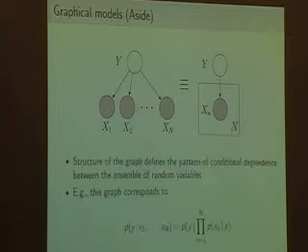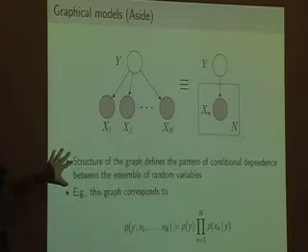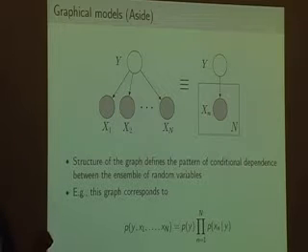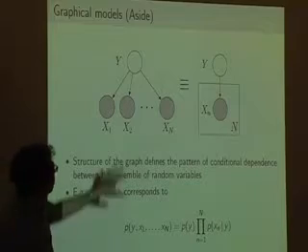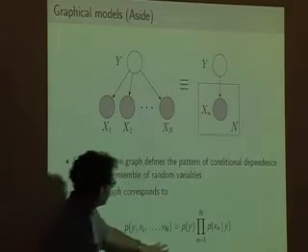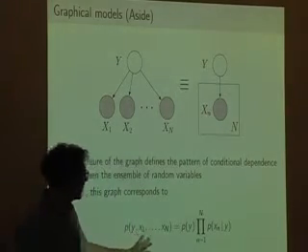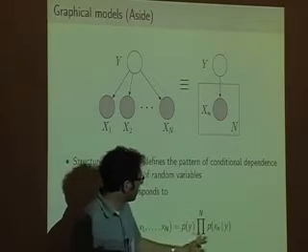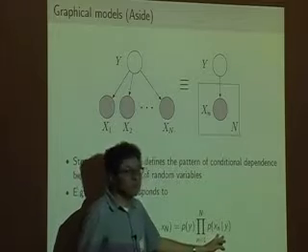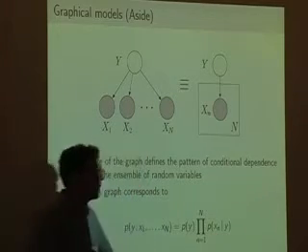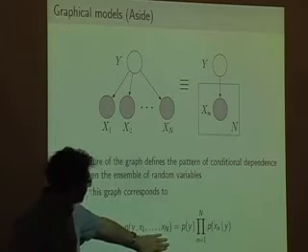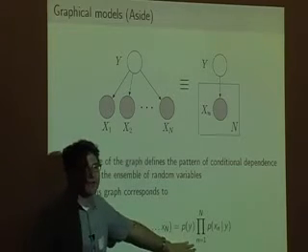Okay. In a graphical model, the structure of the graph defines a pattern of conditional dependence between the ensemble of random variables that the nodes represent. So for example, in this graph, it corresponds to this joint distribution on y and x1 through xn, which can be factorized as the probability of y times, conditionally independent, the probability of each of the x random variables. Okay, so this graph defines this factorization. It's not necessarily true for every joint distribution here, but it's got to factorize like this for this graph.